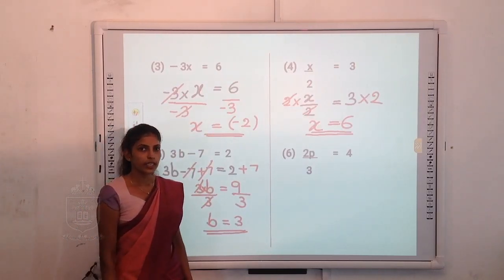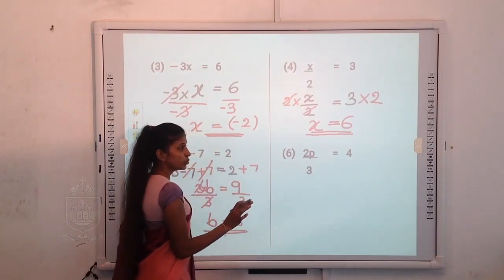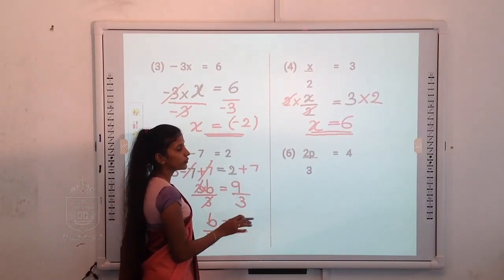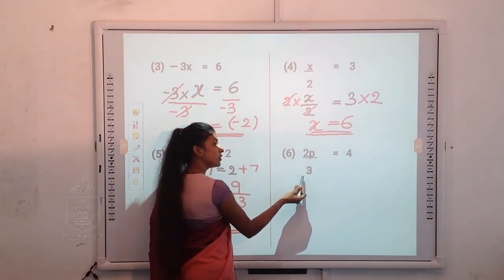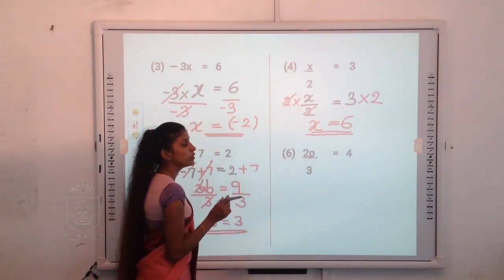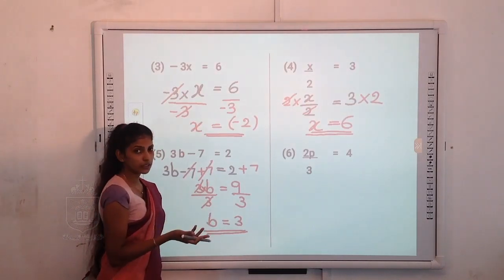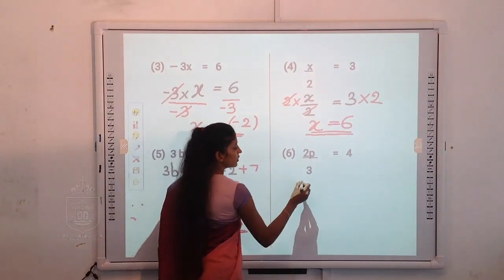2p divided by 3 equals 4. So here you can see there are two unwanted values that should be removed from the left side. We have to get an answer for p. We have to remove 3. We have to remove 2. So we can do it stepwise. First we can remove 3 and then we can remove 2. So let's remove 3 first.